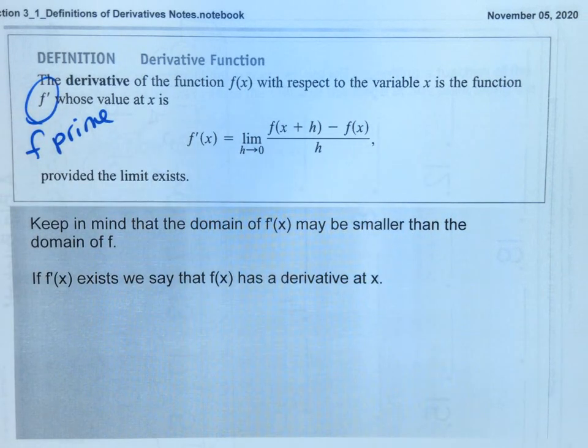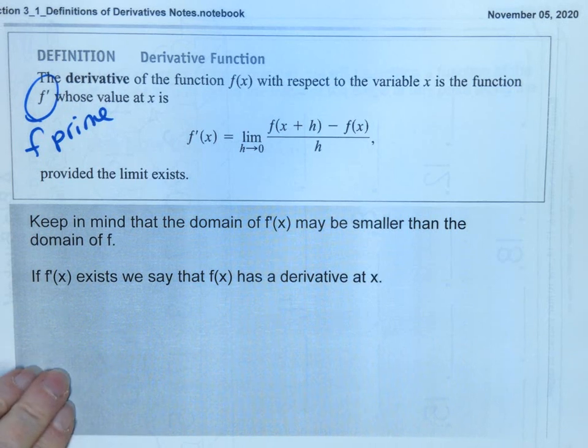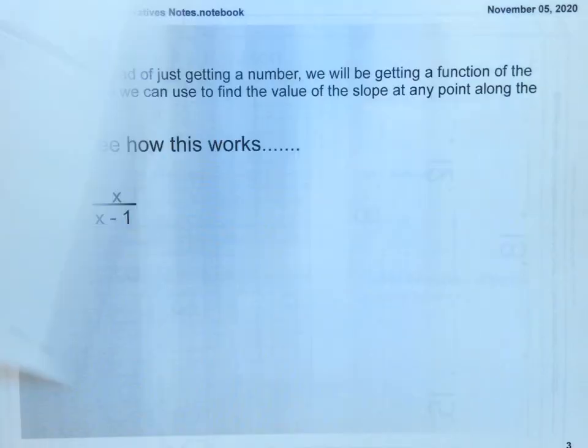Okay, we'd say f prime here. This is just restating the equation that we already know. The domain of f prime may be smaller than the domain of f. If f prime exists, it has a derivative at x. It's the same thing. Okay, so let's take the next one.